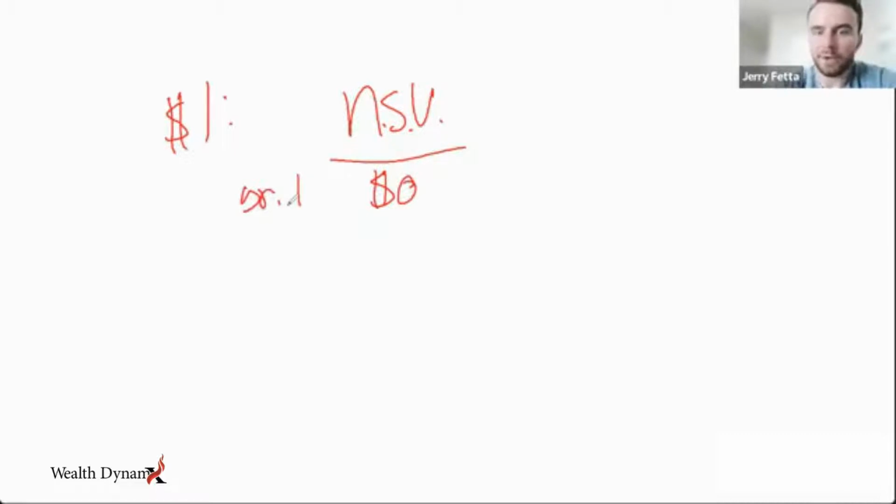Versus on a whole life insurance policy, a sacred account, my net surrender value is usually going to be 70 to 90 cents in the first year.